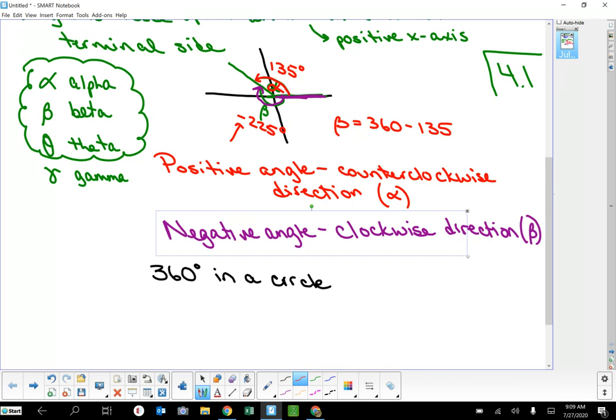Okay. Also, terminology that you may not know. Up above, if angles alpha and beta have the same initial and terminal side, initial, I spelled that wrong. Initial. Oh, good Lord.